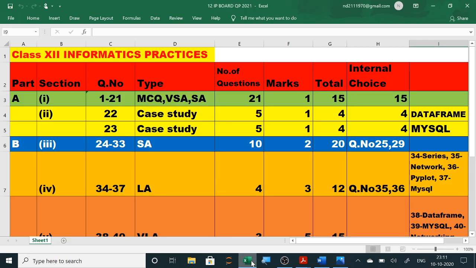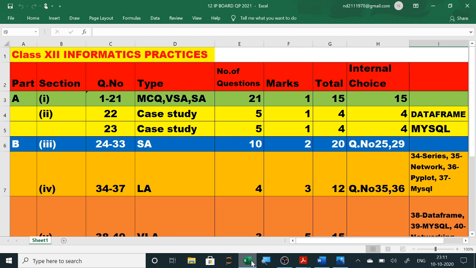Two parts are there, part A and part B. In part A, two sections are there, section 1 and section 2. In part B, three sections are there, that is section 3, section 4 and section 5. So total 5 sections are there.